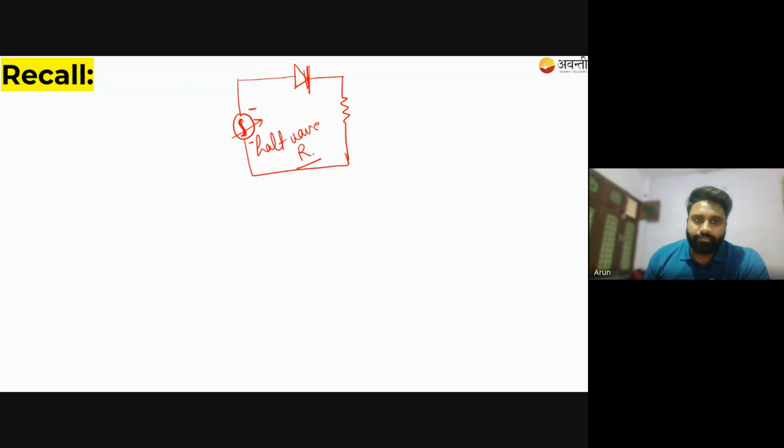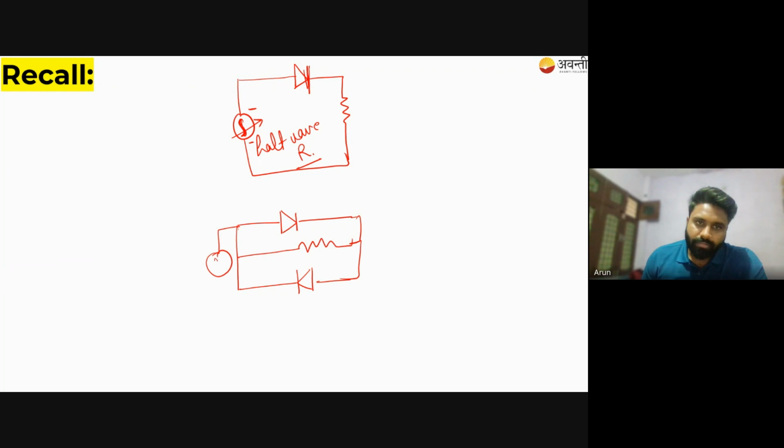got it? For the full wave rectifier, you will have a diode in this direction and another diode in the opposite direction, and they are connected to a load resistance, and this whole system is connected to an alternating source of current. Okay, got it?